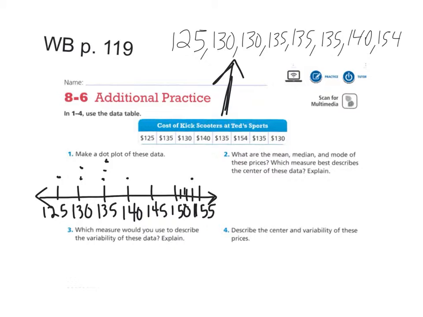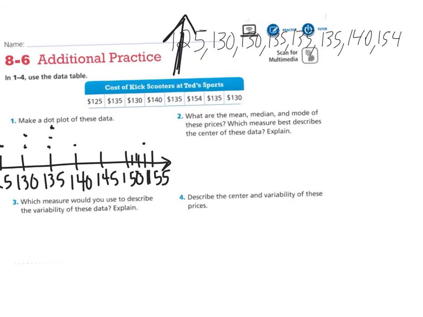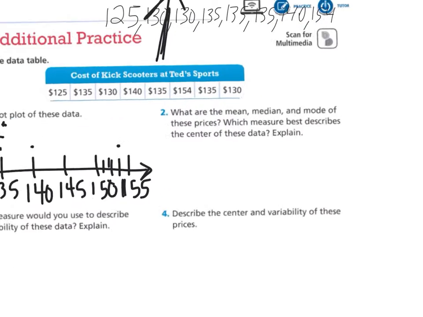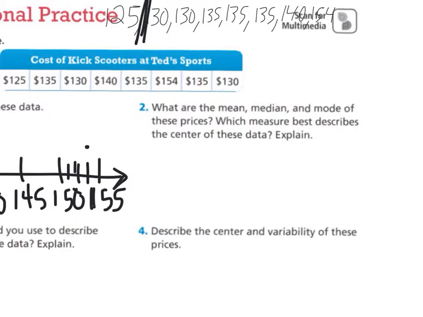And then the next thing, they ask us to find the mean, median, and mode. That's going to take a little bit of work here for us. Finding the mean, we're going to add them together and divide. So the mean should be $135.50.